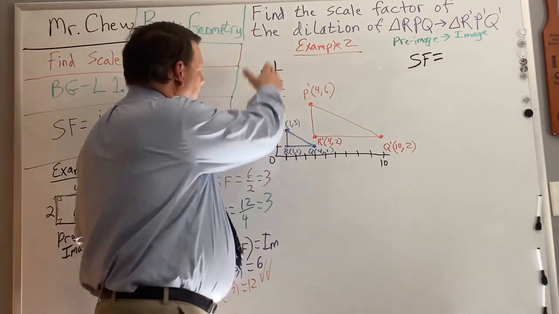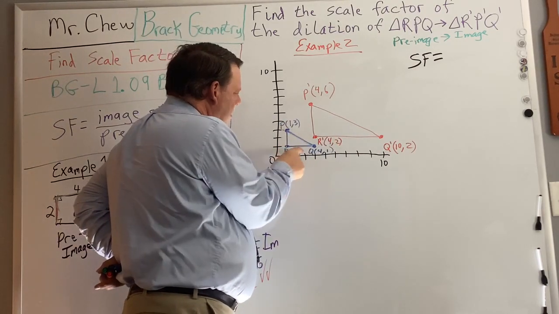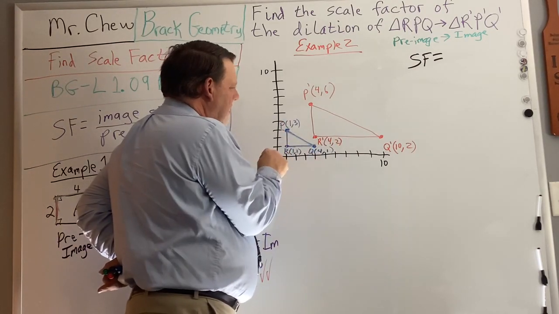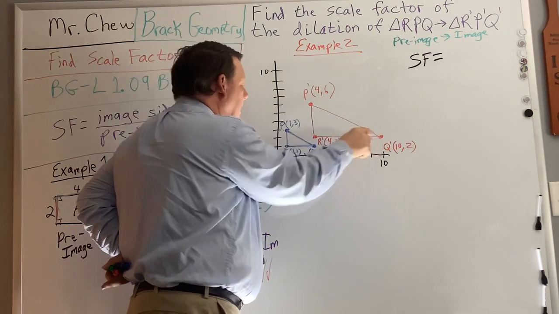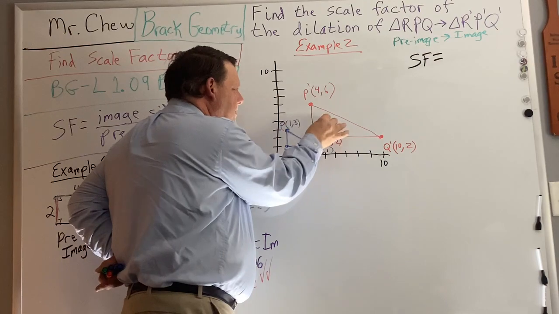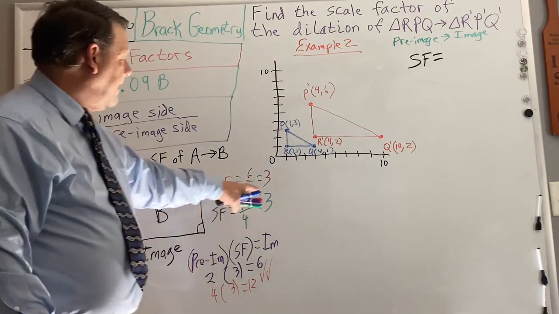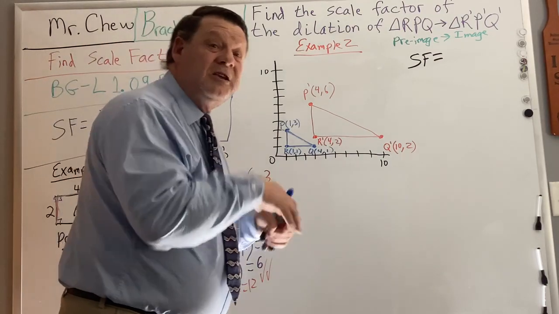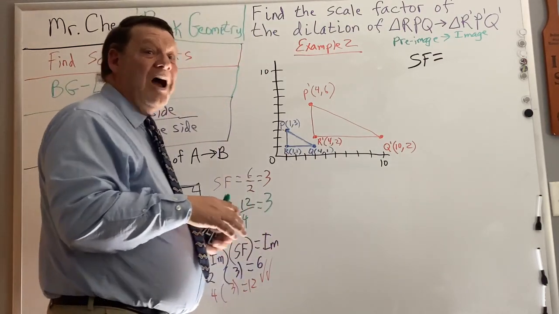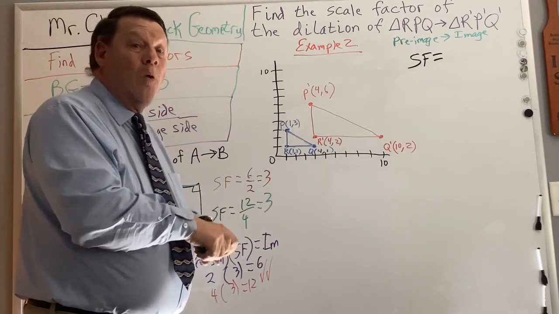So we've got a coordinate grid here, and we have this blue triangle, R, P, Q, and a red triangle, R prime, P prime, Q prime. And we're going from the small one to the bigger one. Well, when we went from the small to the big one here, we had a number bigger than 1. So any time that it's an expansion or your dilation got bigger, your scale factor will be bigger than 1.